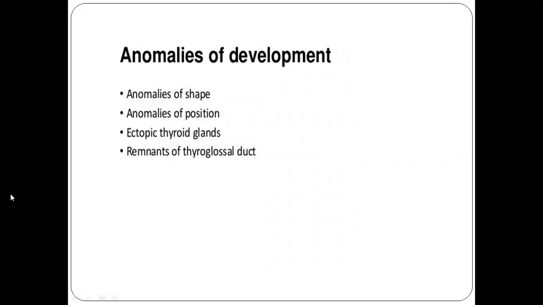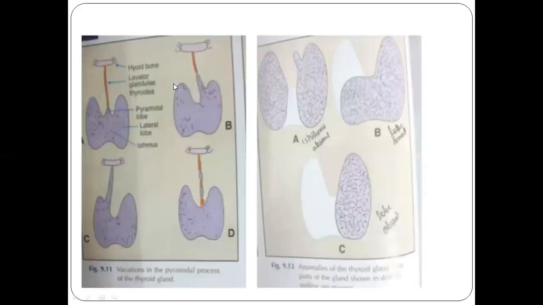So, anomalies of the shape, position, ectopic thyroid glands, and remnants of the thyroid gland, we'll discuss all the anomalies in a while. So this is a thyroid gland, this is the pyramidal lobe, and it is connected with a fibrous band to the hyoid bone. Via the fibrous band, the pyramidal lobe is connected to the hyoid bone.